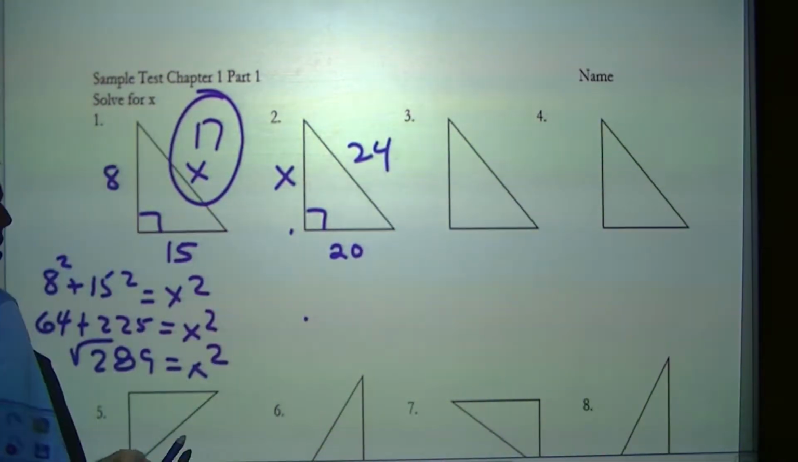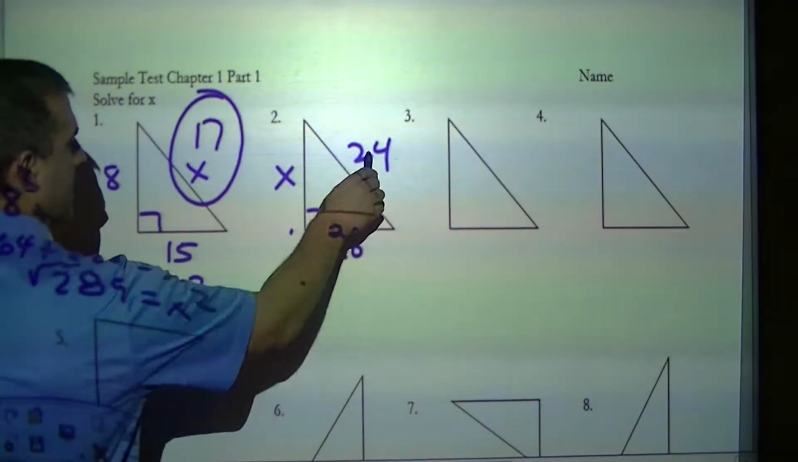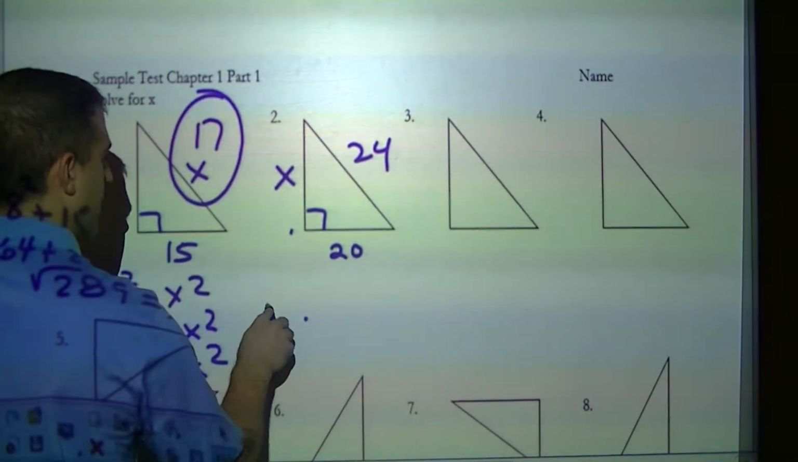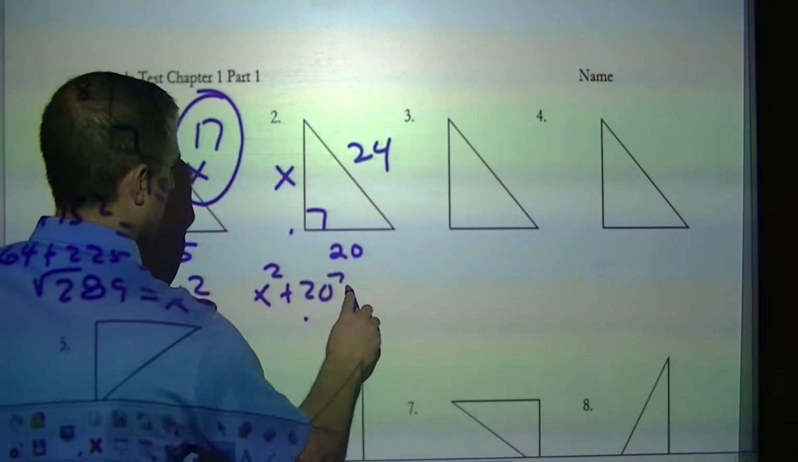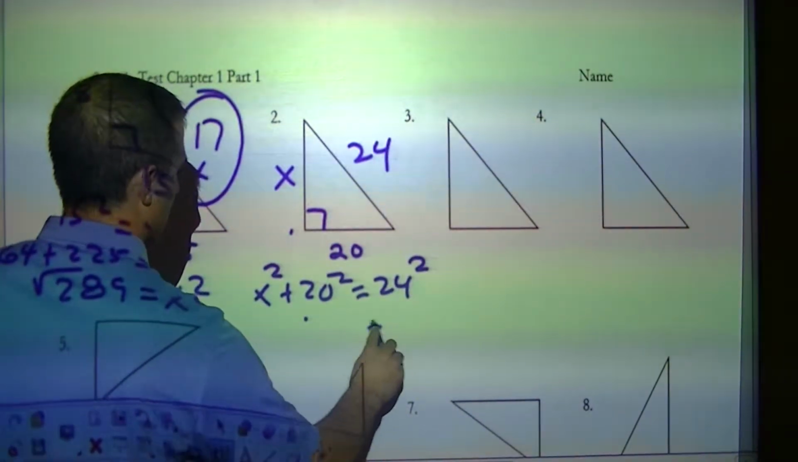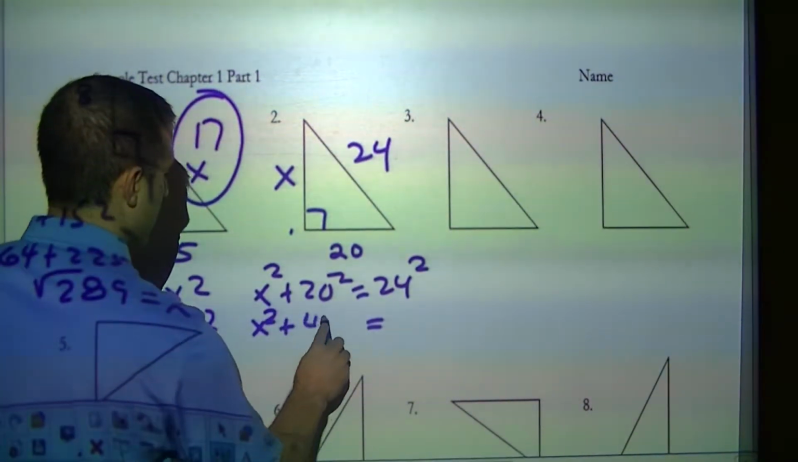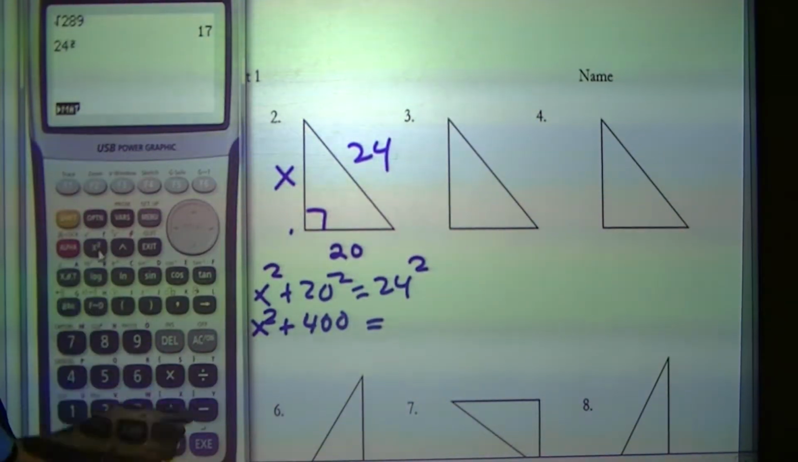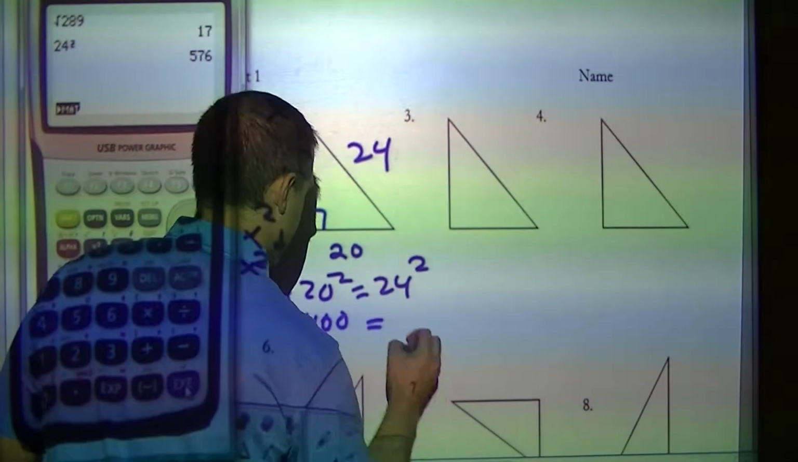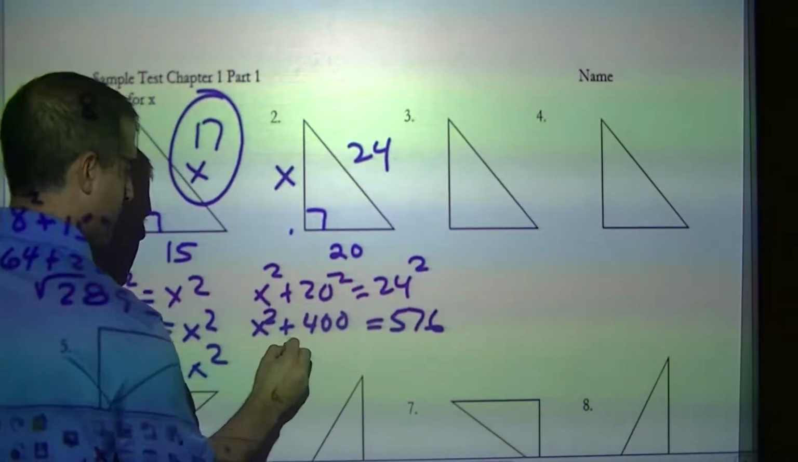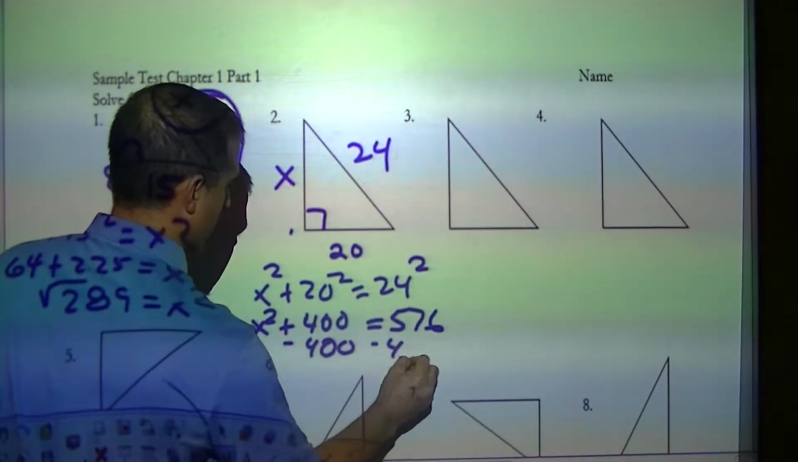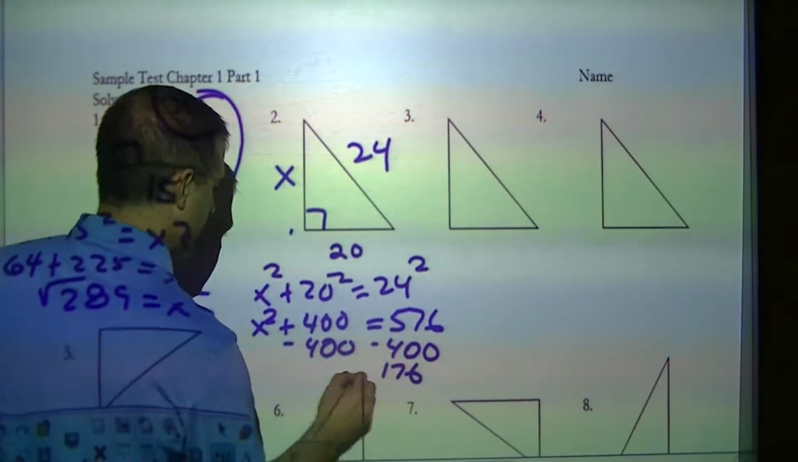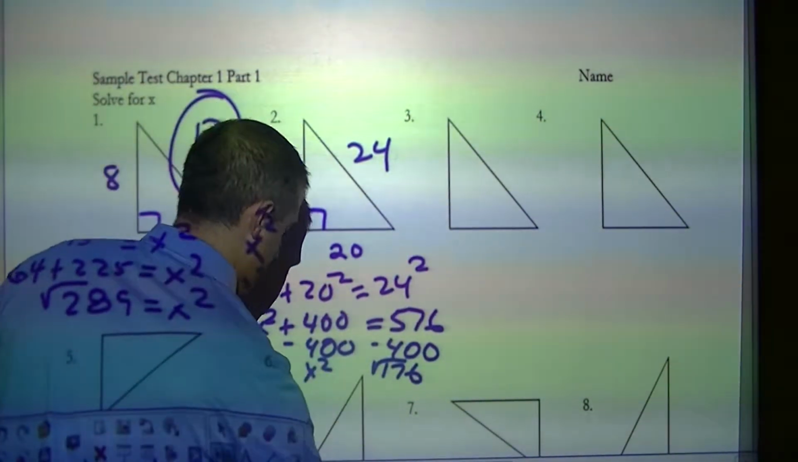On number 2, I've got x, which is 20, 24. I can do Pythagorean Theorem again because I've got 2 sides and I need to find the third. So x squared plus 20 squared equals 24 squared. That's x squared plus 400 equals 24 squared, which is 576. I'm going to subtract 400, which is going to be 176, and take the square root of that.